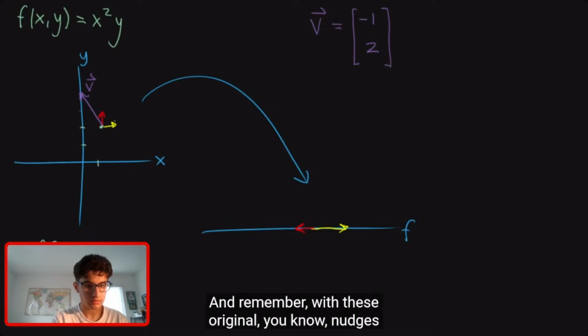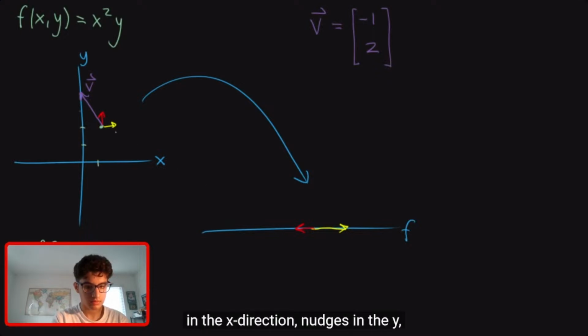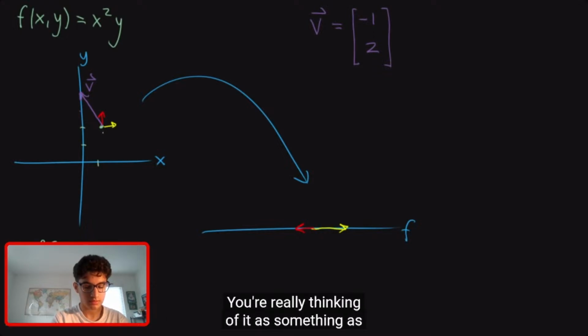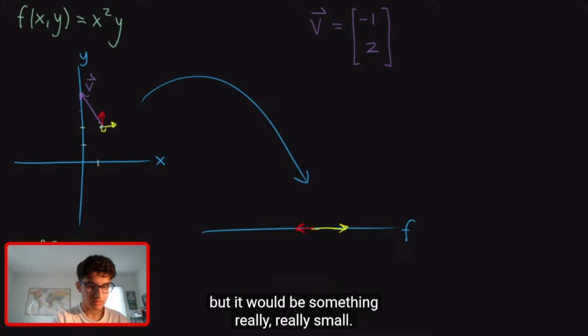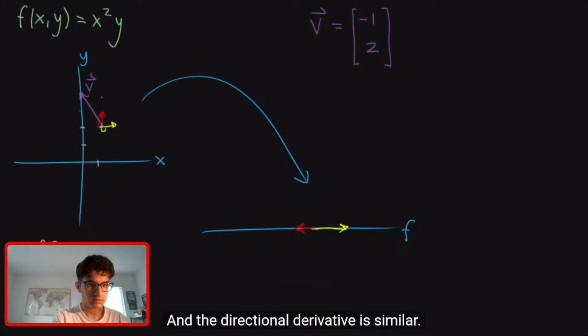And remember, with these original nudges in the x direction, nudges in the y, you're not really thinking of it as, this is kind of a large step. You're really thinking of it as something very, very small. And formally, you'd be thinking about the limit. As this gets really, really small, approaching 0, and this gets really, really small, approaching 0, what does the ratio of the two approach? And similarly with the y, you're not thinking of it as something pretty sizable, but it would be something really, really small. And the directional derivative is similar.